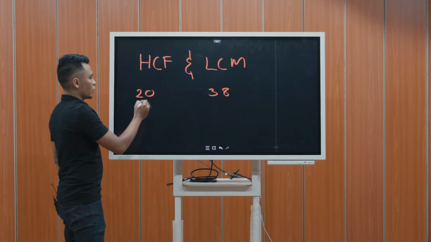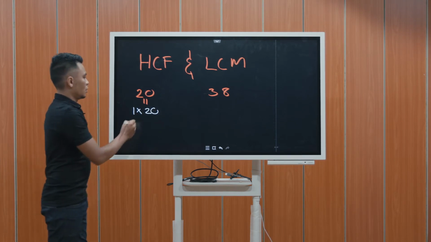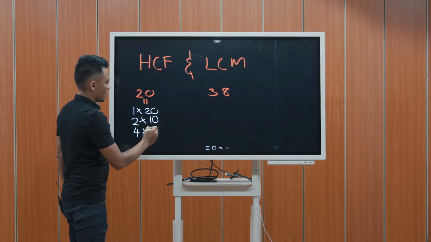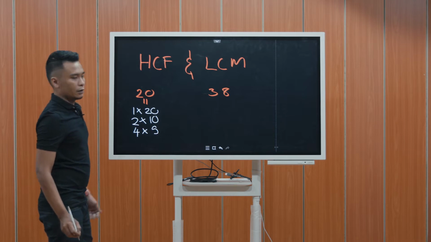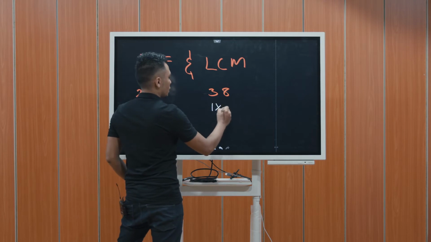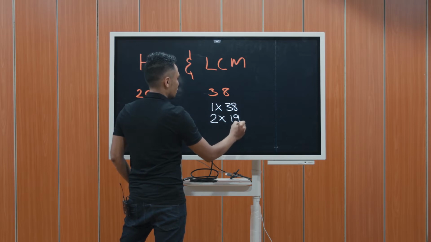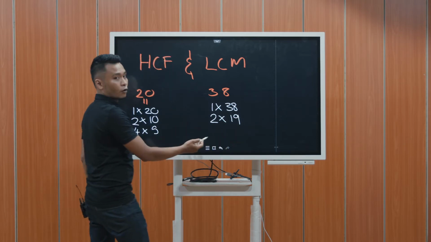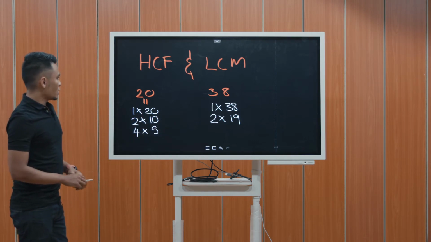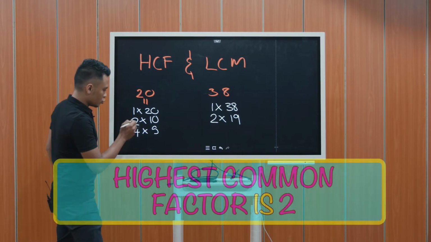So what are the factors for the number 20? It will be 1 multiplied by 20, 2 multiplied by 10, 4 multiplied by 5. Okay? Next one will be 38. What makes up 38? 1 multiplied by 38, 2 multiplied by 19. Okay, 3 cannot, 4 cannot, 5 cannot, 6 cannot, 7 cannot. So what is the highest common factor? The highest common factor will be the number 2.